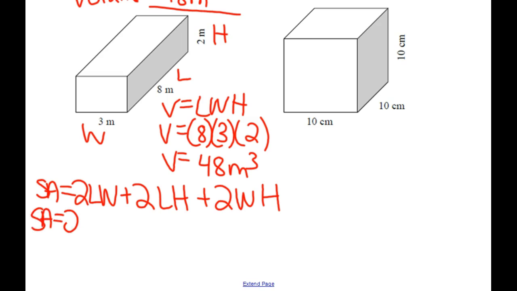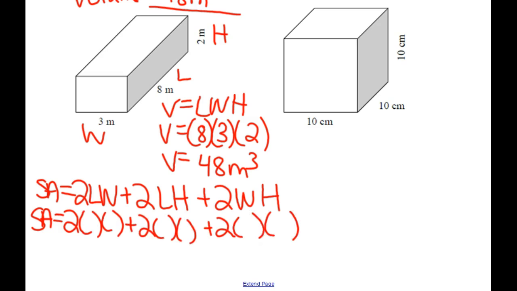So now that I have it written, I have to plug in my numbers. So my L is 8, so wherever there is an L, I'm going to put an 8. My W is 3, so wherever there is a W, I'm going to put 3. My height is 2, so wherever there is an H, I'm going to put 2. So now I'm going to do some multiplying before I add.